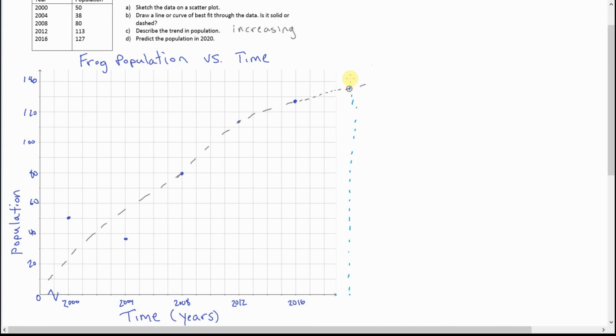Okay, that looks like it's about halfway between. So it looks like it's about 135. So the population in 2020, you should give a sentence answer to this, 135 frogs. Okay. So a full sentence answer would look like, the population in 2020 is predicted to be 135 frogs.